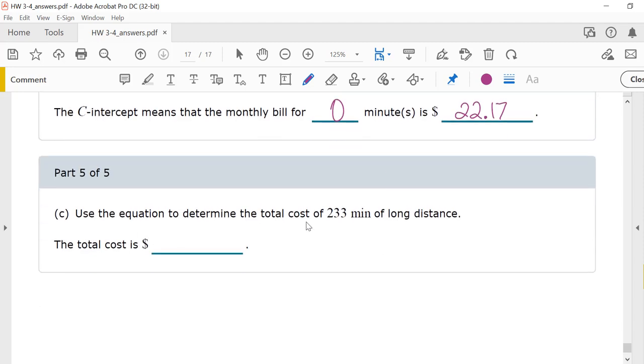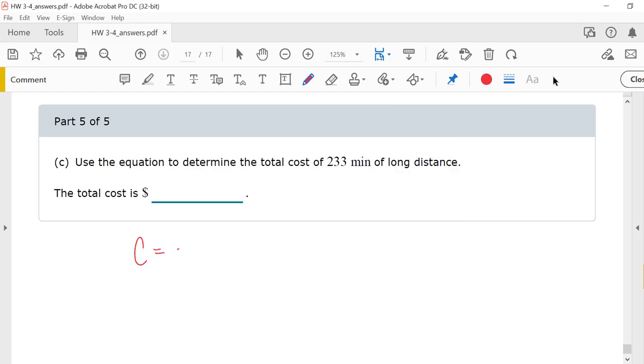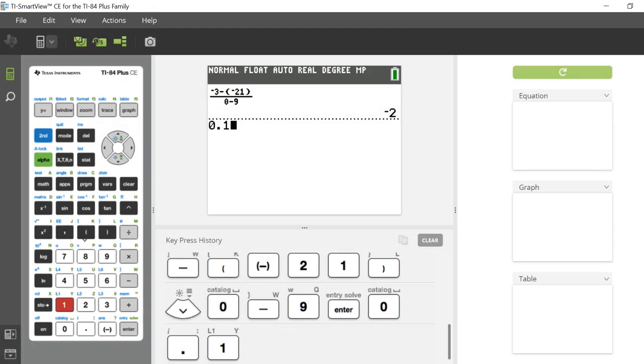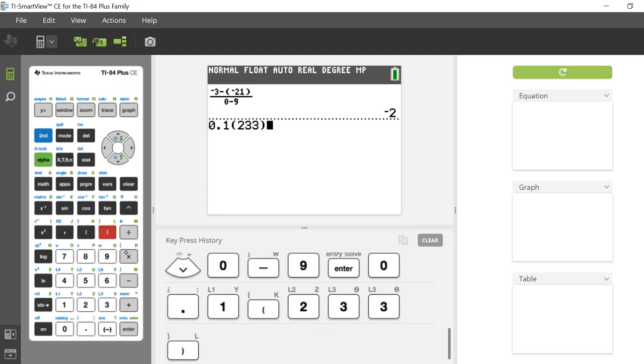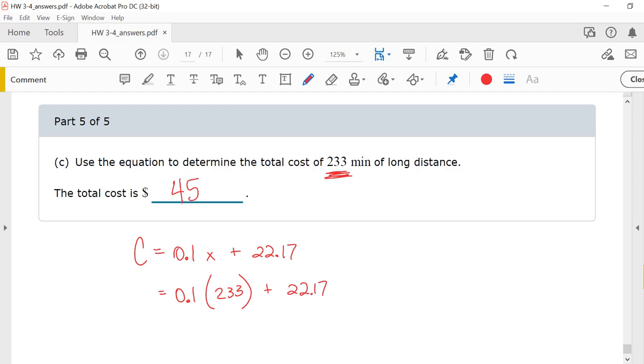Use the equation to determine the cost of 233 minutes of long distance. Our cost function was 0.1x plus 22.17. This is how many minutes we're going to plug in. So 0.1 times 233 plus 22.17 is $45.47. And that is it for this homework assignment.